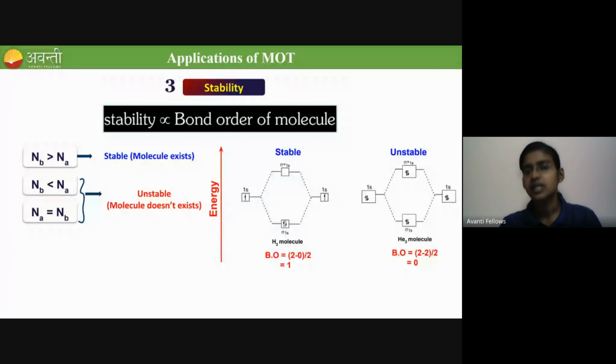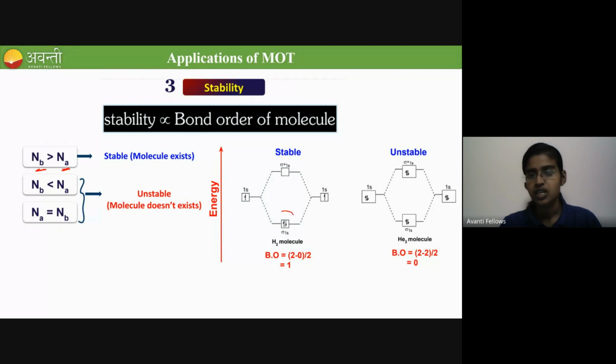And coming to the third application, stability. It is directly proportional to bond order. Stability is directly proportional to bond order. One which is having the highest bond order will be more stable. The one which is having the least bond order will be less stable. If the number of electrons in bonding orbital is greater than anti-bonding, it is stable. If it is less than or equal, it is unstable.